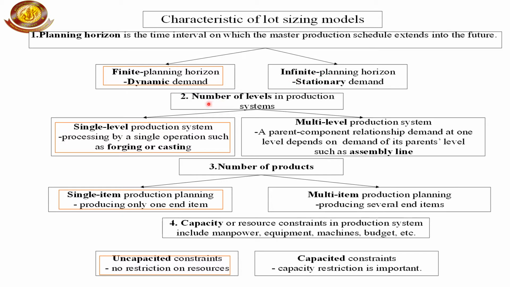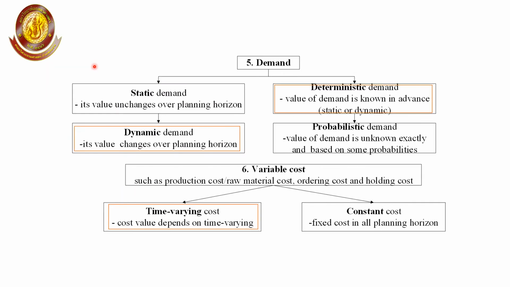Number two, number of levels in the production system, including single level production systems and multi-level production systems. Number three, number of products, including single item production planning and multi-item production planning. Number four, capacity or resource constraints in production systems, including uncapacitated constraint and capacity constraint. This study is constrained to a finite planning horizon.